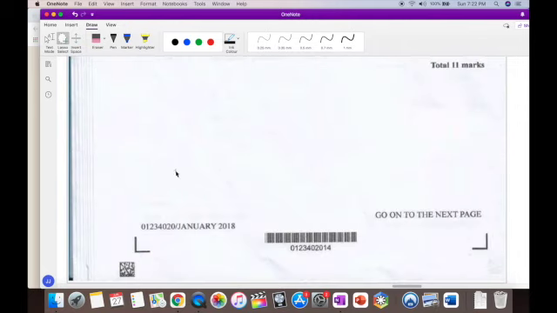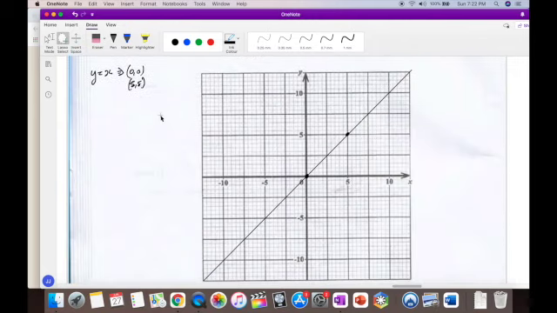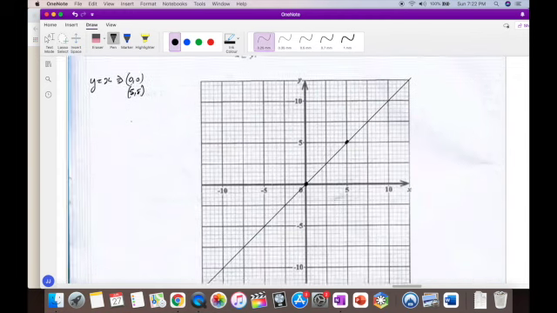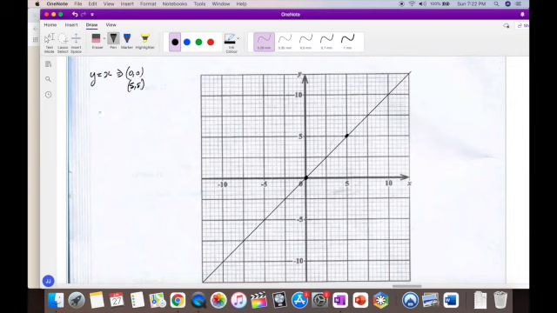Nice. So we have the line there, y is equal to x. And now we have the other line, x plus y is equal to 10.